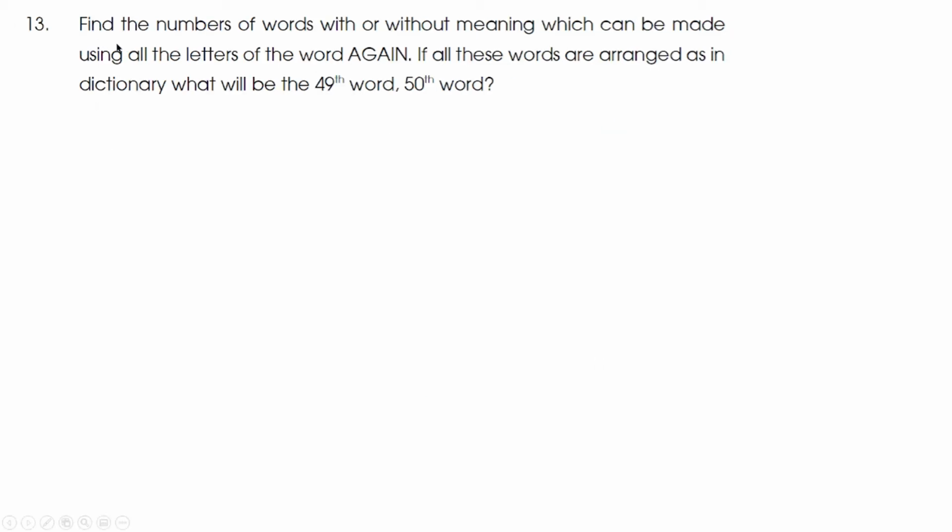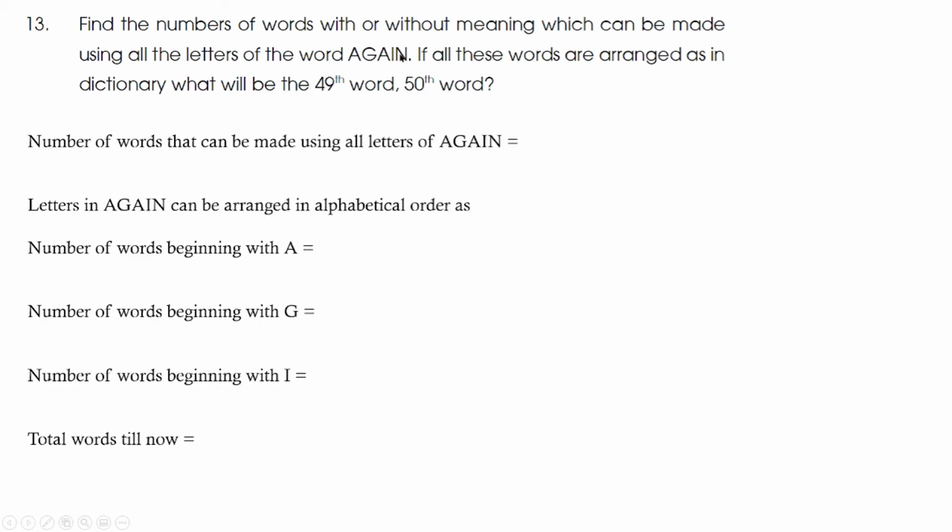Next question, find the number of words with or without meaning which can be made using all the letters of the word AGAIN. If all these words are arranged as in a dictionary, what will be the 49th word, the 50th word? First we need to find the number of words that can be formed using these letters. Here we can see that the letter A is repeated, so A occurs 2 times.